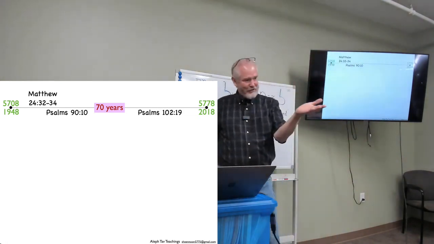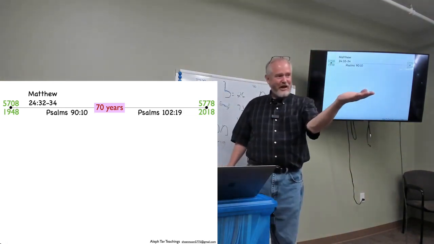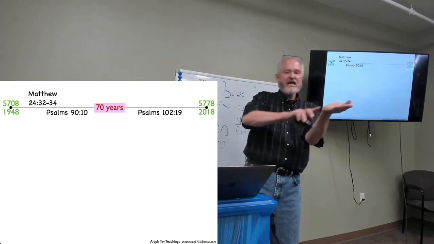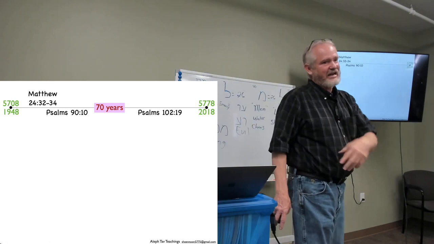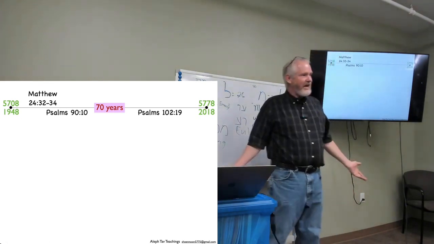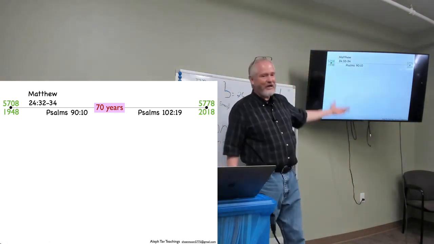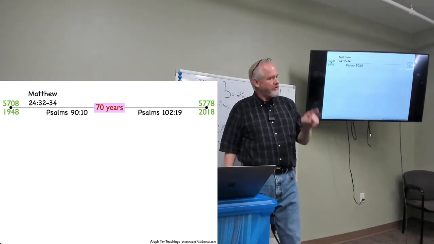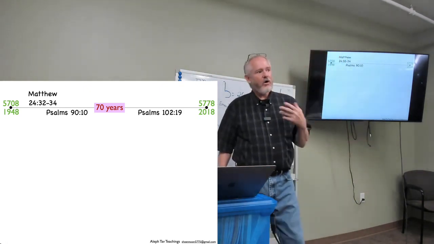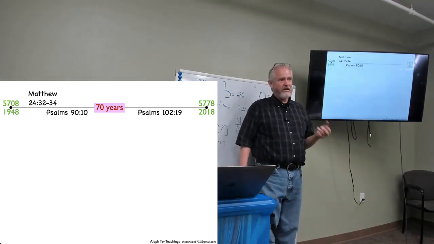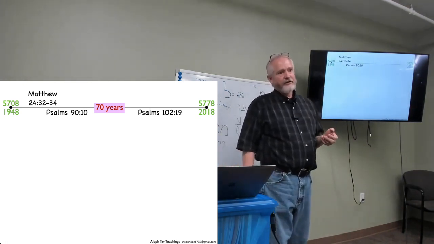70 years is a generation. When's all this going to happen? But he says 80 in strength. Why didn't he say, well, between 70 and 80? Why didn't he say that in Psalms 90, if that's what he's talking about? No, because he says, or 80 in strength. In other words, how hard-headed, how stiff-necked are we going to be not to bow to our Messiah?